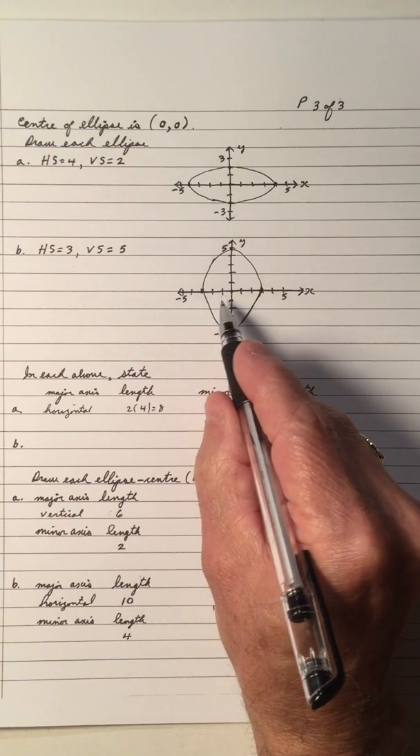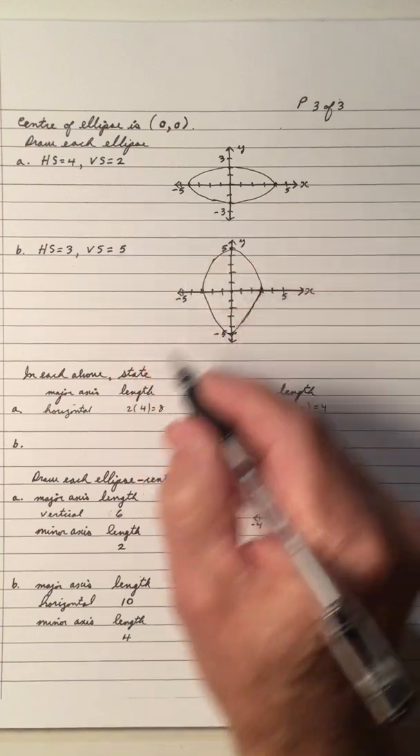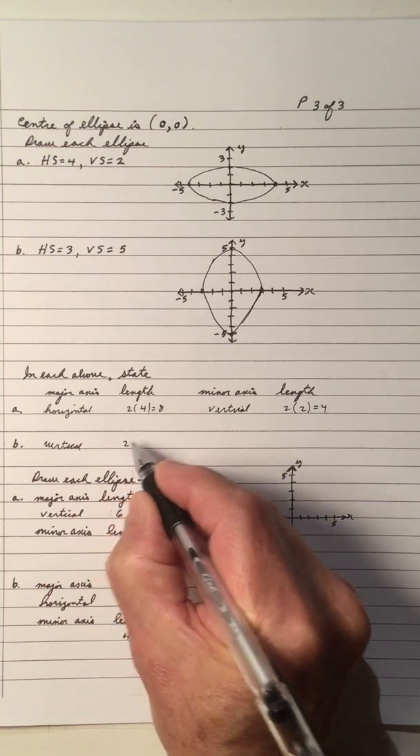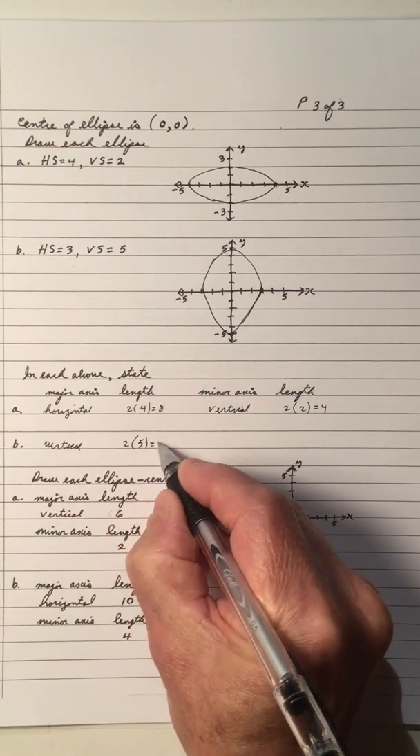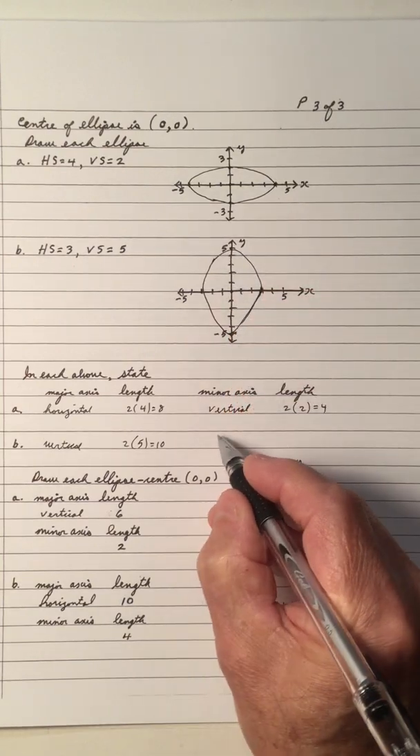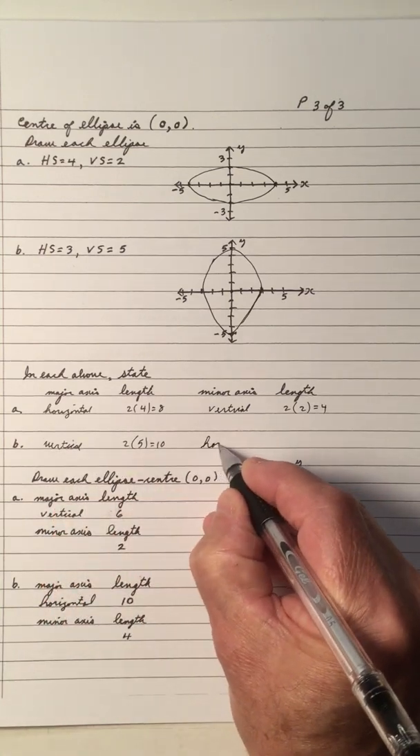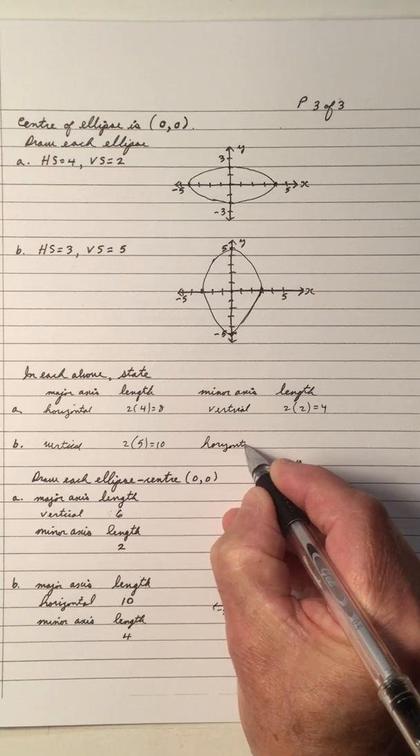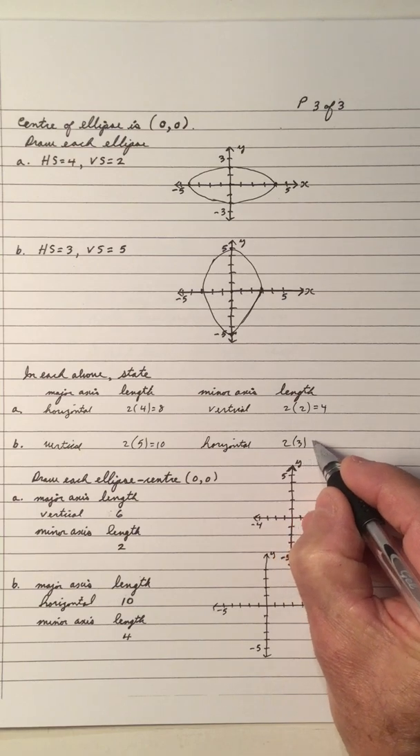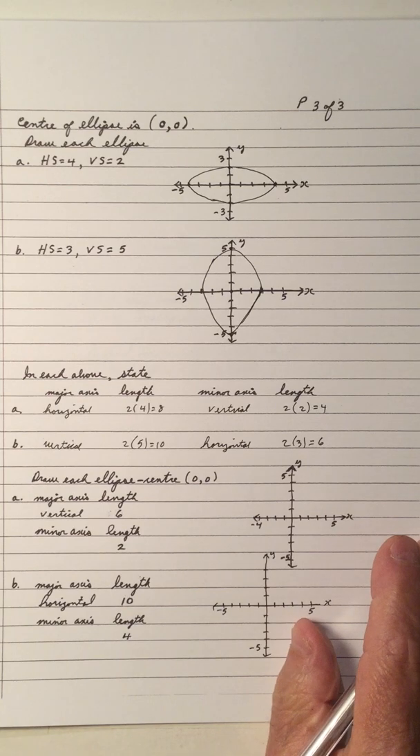And in this one, the major axis is the vertical, and the stretch is 2 times 5, so the length is 10. From there to there is 10 if you count all the units. And so if the major axis is vertical, the minor axis has to be horizontal. And the length is 2 times 3, which is 6. Again, the length of the major and the minor is double the stretch.